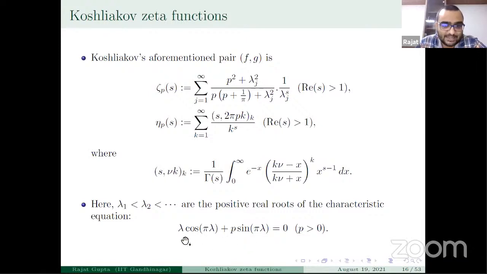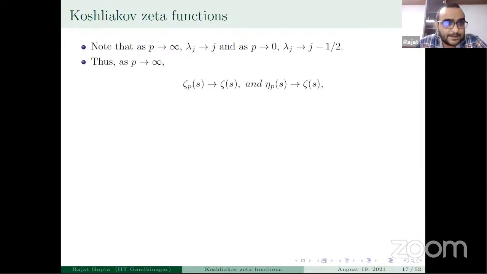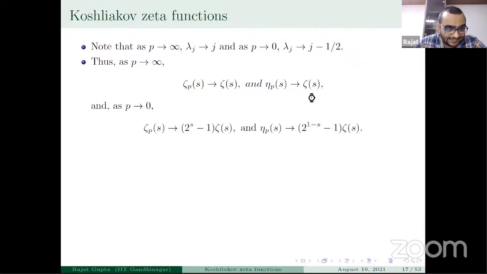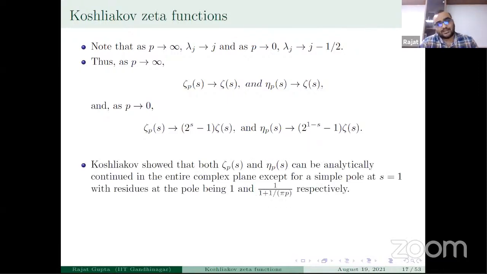You have to just take p from here and there in the case of p tends to infinity and p tends to 0 simultaneously. Thus, as p tends to infinity, zeta p of s reduces to zeta of s, and eta p of s also reduces to zeta of s. While if we take p tends to 0, zeta p of s reduces to 2 to the s minus 1 times zeta of s, and eta p of s reduces to 2 to the 1 minus s minus 1 times zeta of s. So Koshlikov showed that these two zeta functions, zeta p and eta p, can be analytically continued to the entire complex plane, similar to the Riemann zeta function.